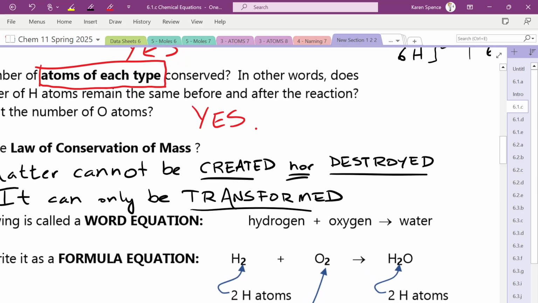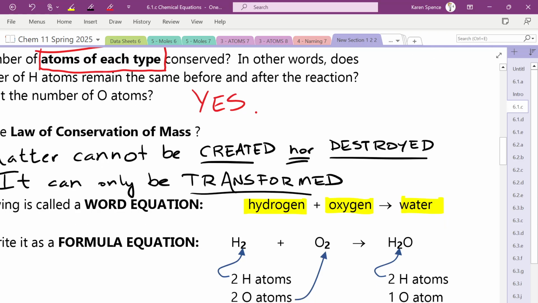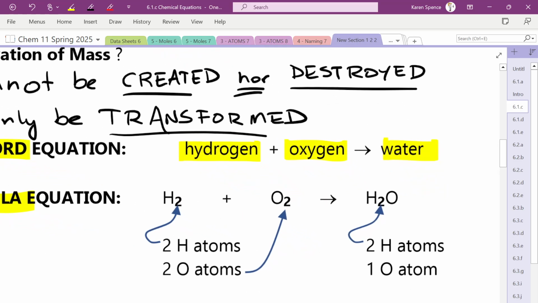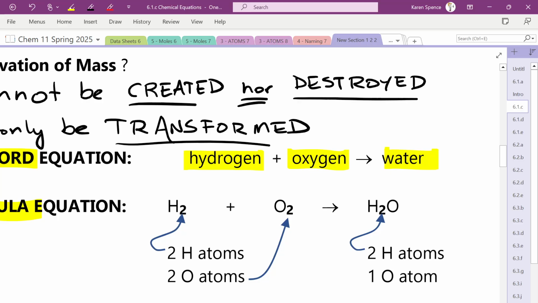Okay, what's a word equation? It's where we simply use words. So when we write a word equation, we would have the actual words: hydrogen plus oxygen gives water. When we write the formulas, that's called the formula equation. And here we have our equation.